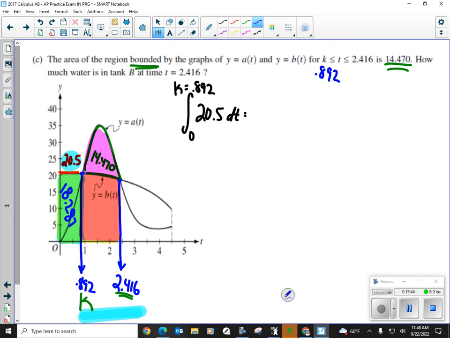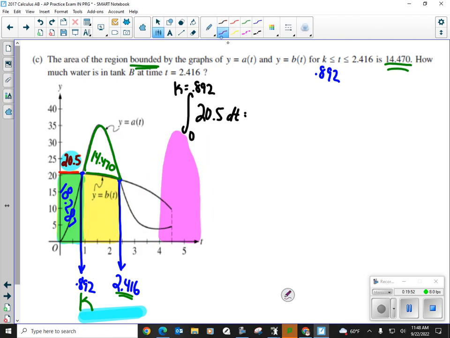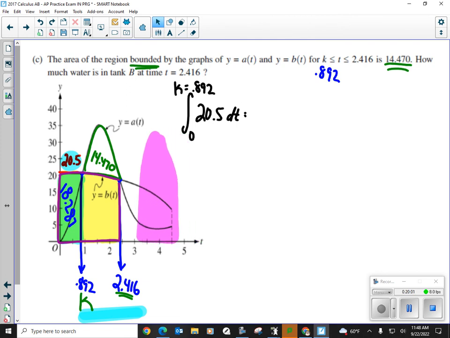18.287 needs to get added to the yellow part, because I want all of this under the B. I have the green, I don't have the yellow yet. Just as a review, how do we get the yellow? We're going to integrate A from K to 2.416 and subtract 14.470.